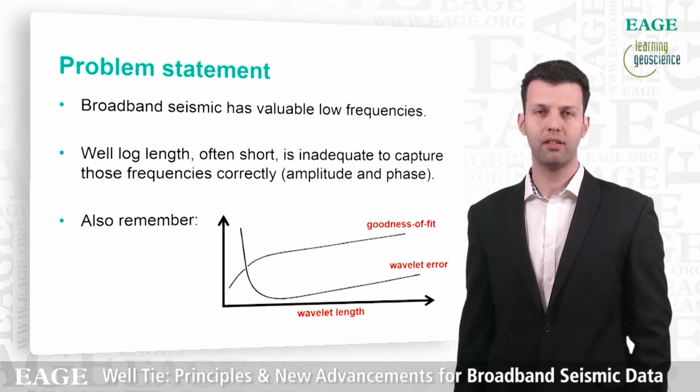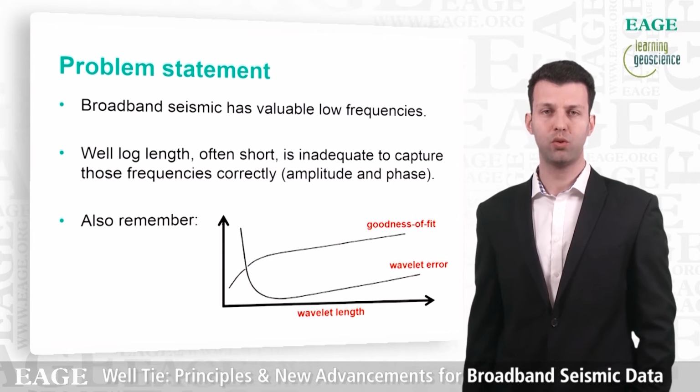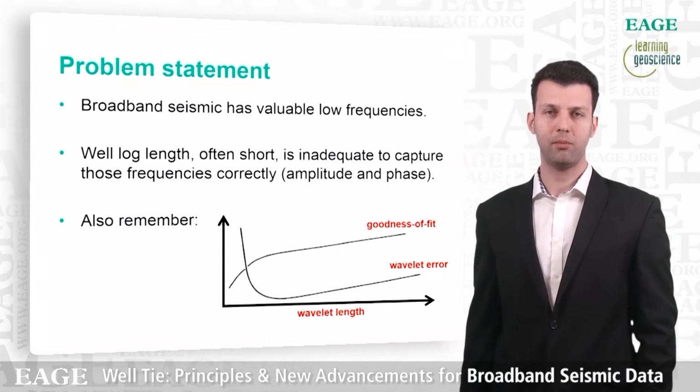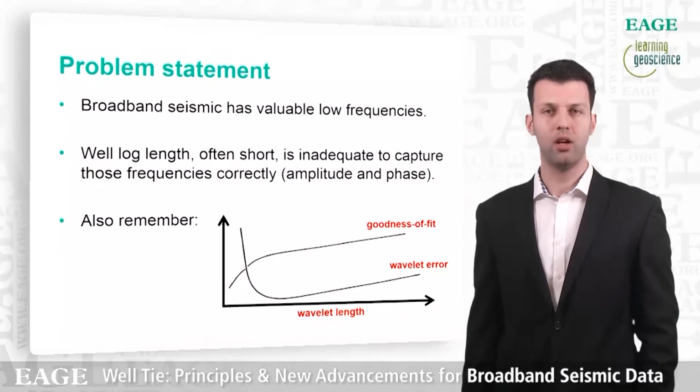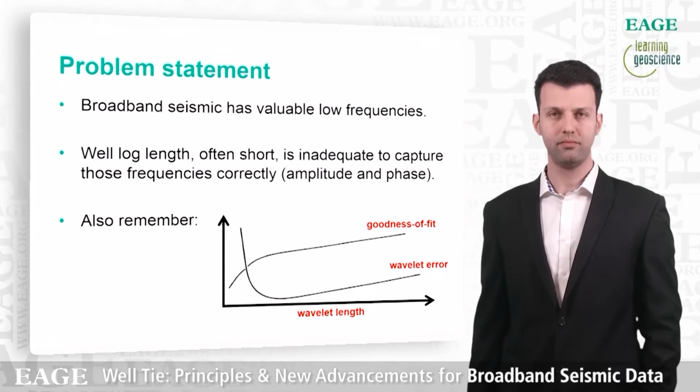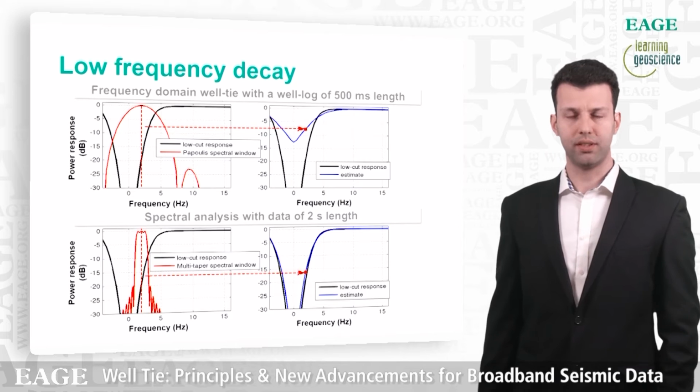However, for broadband data, because of the low frequency, we have to choose a long wavelet length. That means we are forced to go towards the right of this figure, which is where the wavelet is most uncertain or the noise dominates. So what do we do about it?